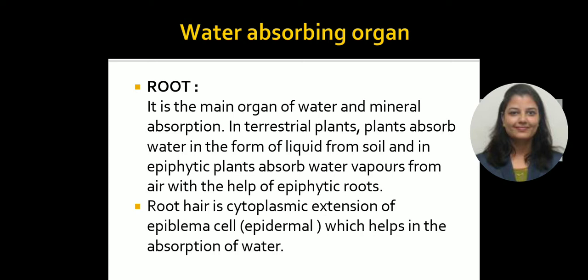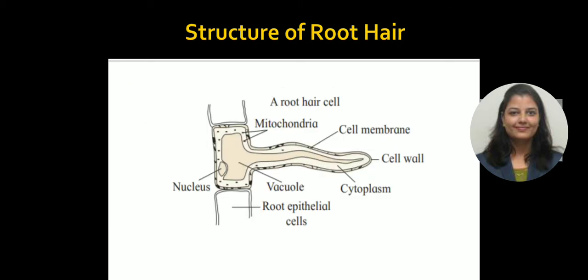The root hair is a cytoplasmic extension of the epidermal cell which helps in the absorption of water. So we will study the structure of a root hair. As we all know, root hair is a cytoplasmic extension of the epiblema or epidermal cell. Each root hair is approximately 1 to 10 millimeter long, and it is a tube-like structure. In this diagram you can see, this is a tube-like structure, and it is colorless, unbranched, short-lived and very delicate, but it helps in the absorption of water from the soil.